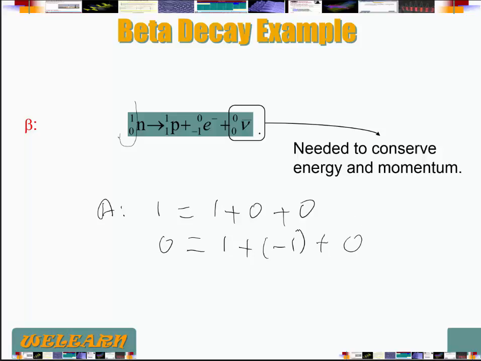You notice the neutrino, from the word neutrino, it is neutral. So that's why the charge is 0. And it's not a nucleon, so the nucleon number for it is 0.